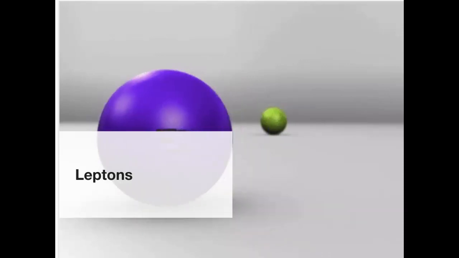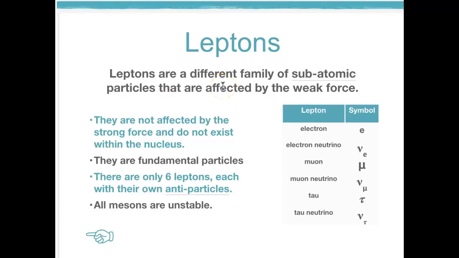Let me talk about leptons. Leptons are a different family, and they're a lot smaller. They do not exist in the nucleus, and I'll talk about the strong force a bit later. But quarks exist in the nucleus. Leptons do not. Leptons are fundamental. That means they don't get any smaller. And there are only 6 types of leptons, each with their own antiparticles.